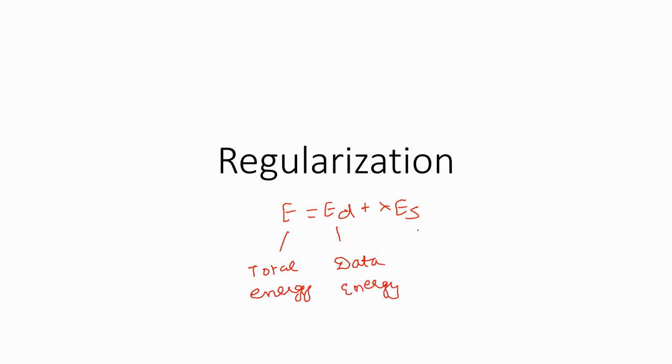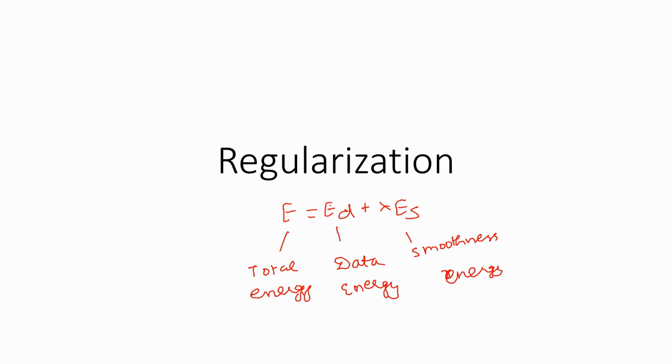So you have to keep in mind the equation E = ED + λ·ES. Here E is the total energy, ED represents the data energy, and ES represents the smoothness energy, and lambda is nothing but the trade-off factor. So ED is the data term.